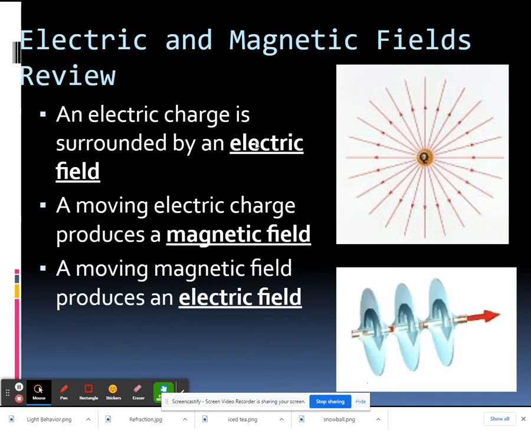Let's get into it. Electric and magnetic fields are the name of the game with electromagnetic waves, and that's why, in fact, it's called electromagnetic waves. The synergy between these two things is what drives the wave. An electric charge is always surrounded by an electric field. We know this about electricity. We also know that because of electromagnetic induction, a moving electric charge produces a magnetic field. And conversely, a moving magnetic field produces an electric field.